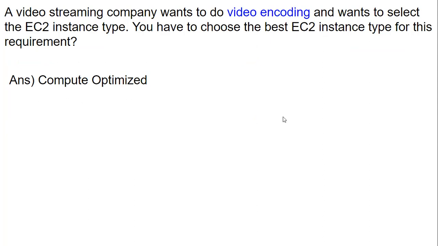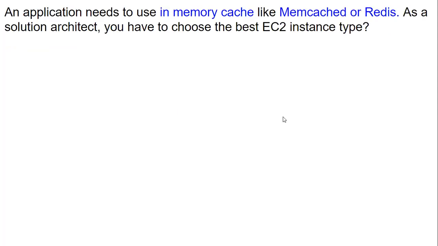Let's move on to the next question. An application needs to use in-memory cache like Memcached or Redis. As a solution architect, you have to choose the best EC2 instance type.